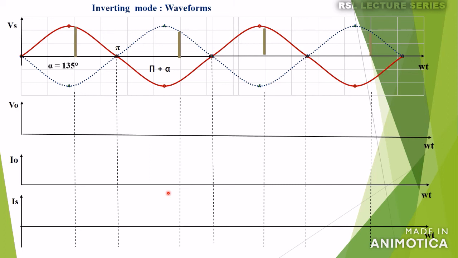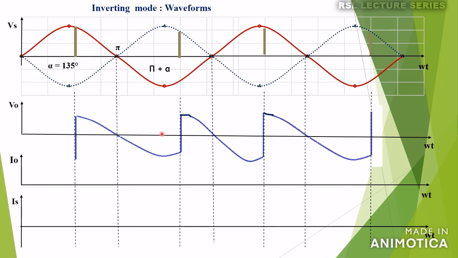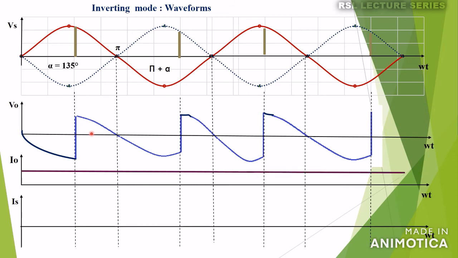At alpha equal to 135 degrees, which is more than 90 degrees, thyristors T1 and T2 are triggered. Once these two thyristors are triggered, the entire portion from alpha to pi plus alpha will appear across the load. If you see here, the average value of the load voltage is negative. This negative portion is more than this positive value, and hence the voltage remains negative and the load current is assumed as constant. Load current is positive, so the power is negative.